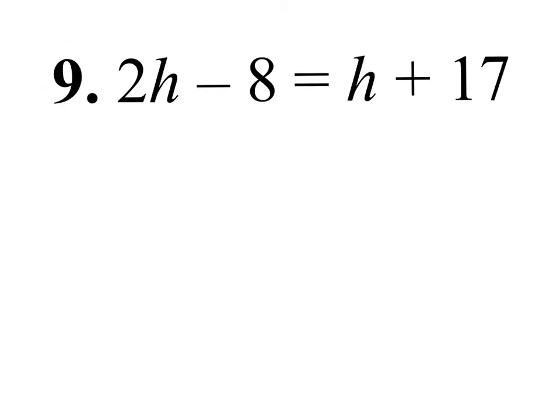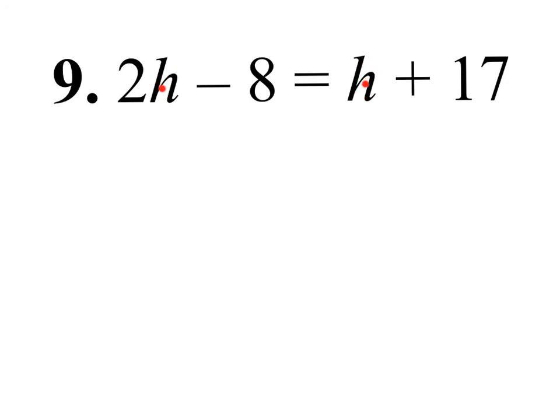Number 9. Finally, we get to some good stuff here. Why is that? Because we have h on the left side of the equal sign and h on the right side of the equal sign. Yes, we have h's on both sides of the equal sign. And this is something new, right? You do not want h on both sides. Again, the goal of any equation is to get the variable by itself on one side of the equal sign. We don't want it on both sides.